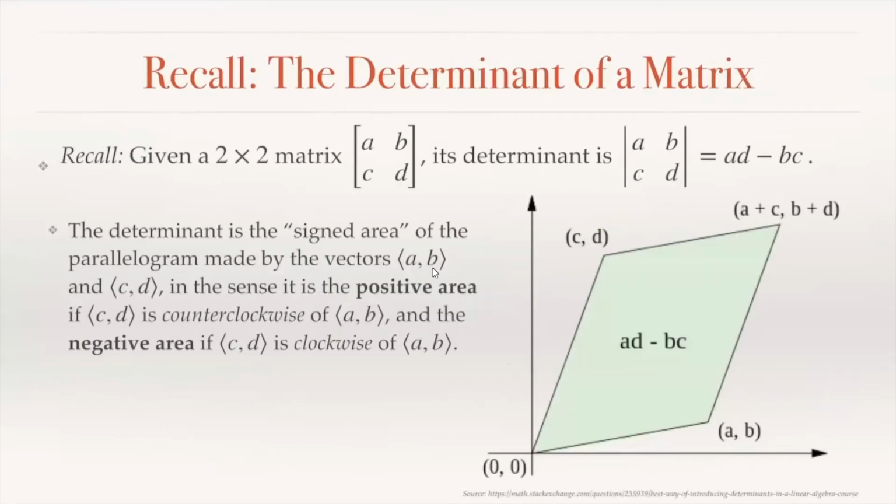Now, we'll be using determinants, and we already encountered determinants. Recall that given a 2 by 2 matrix A, B, C, D, its determinant is AD minus BC. Geometrically, the determinant is the signed area of the parallelogram made by the vectors AB and CD, the two rows. This determinant is always this area in magnitude, and is positive if there's a counterclockwise motion between them, and negative if there's a clockwise motion between them. This will be important in a bit when we get to Jacobians, a good deal later on in the course.